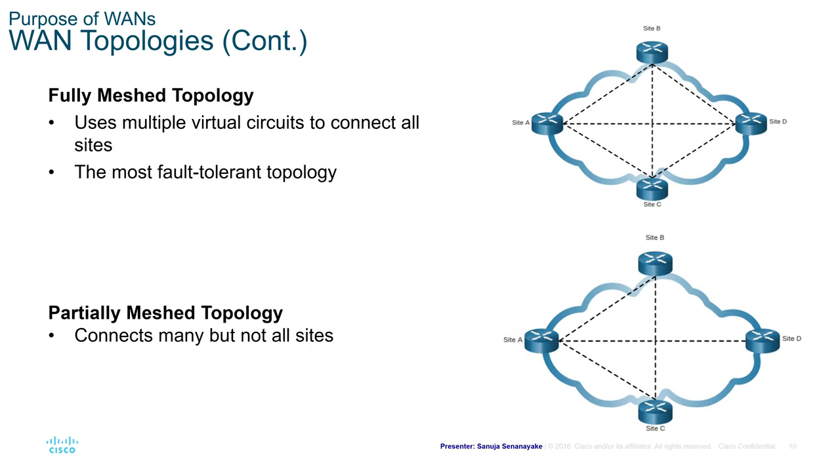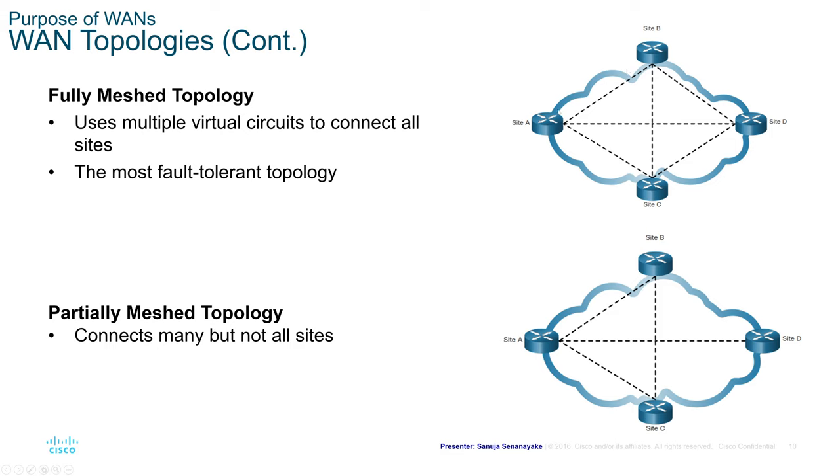Fully meshed topology and partially meshed topology. In this situation, it uses virtual circuits to connect all sites. So it has a bunch of routers, but instead of having a single point or multiple points of failure, now it is all interconnected against each other. The most fault tolerant topology would be this type where everything is fully meshed. Meshed means basically they are interconnected against each other.